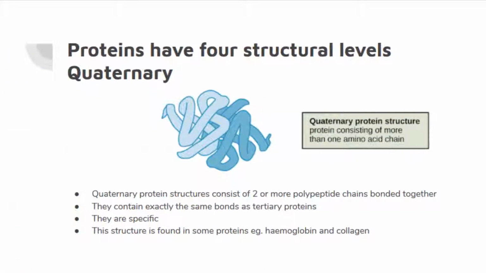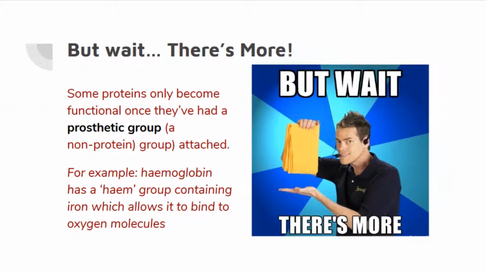Quaternary structure. In nature, some proteins are formed from several polypeptides, also known as subunits, and the interaction of these subunits forms the quaternary structure. They contain the same bonds as previously mentioned.